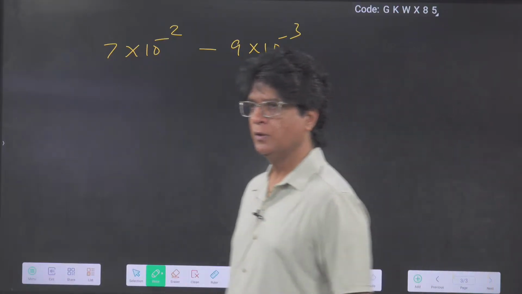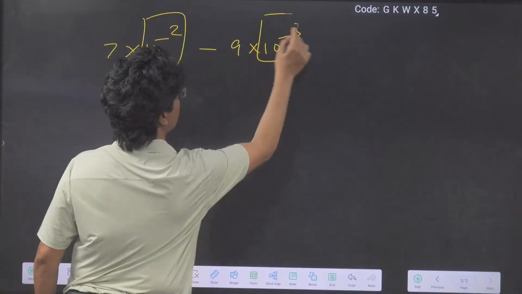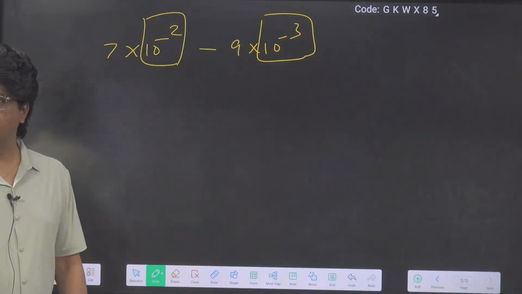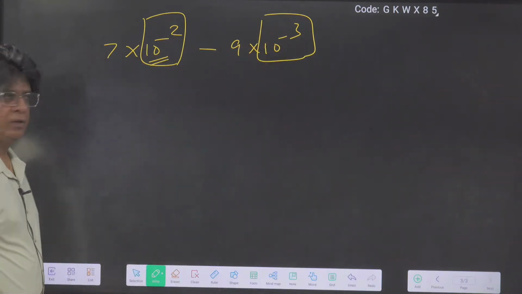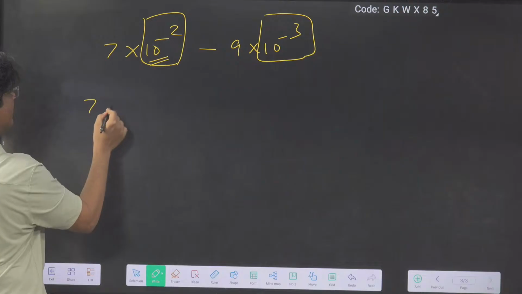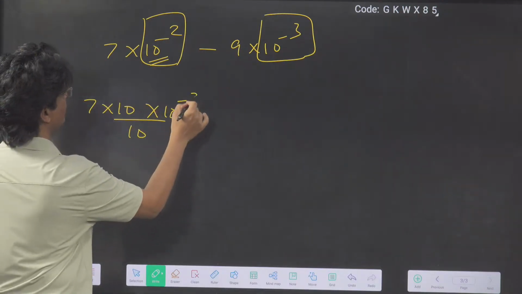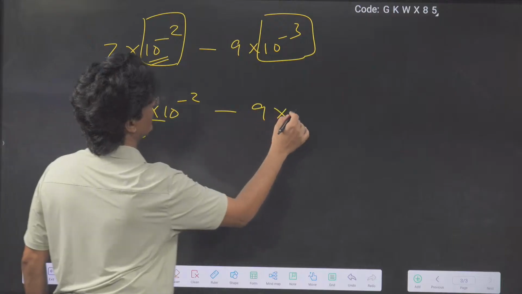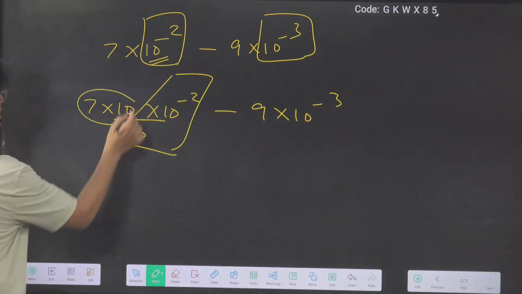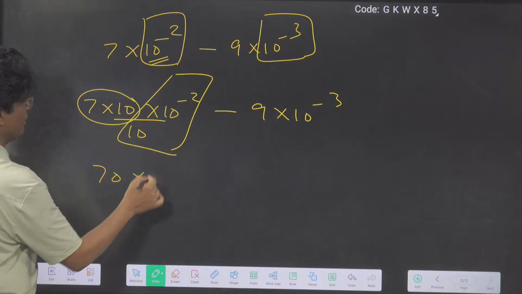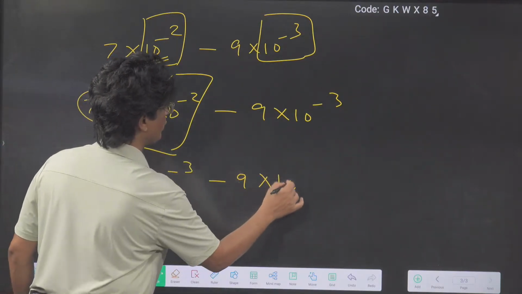So this is 10 to power of minus 2. This is 10 to power of minus 3. So can I make this 10 to power minus 2 as 10 to power minus 3? So what I'll do, I'll multiply by 10, 7 into 10 and divide by 10. 10 to power of minus 2 minus 9 into 10 to power of minus 3. Now this thing is what? This is 70, and this will be becoming 10 to power of minus 3 minus 9 into 10 to power of minus 3.